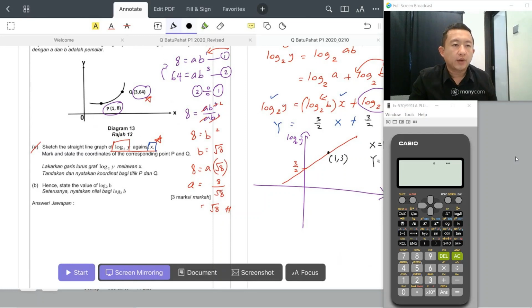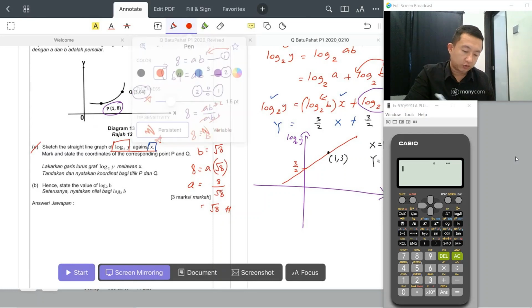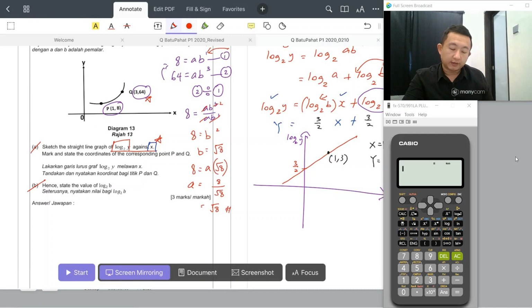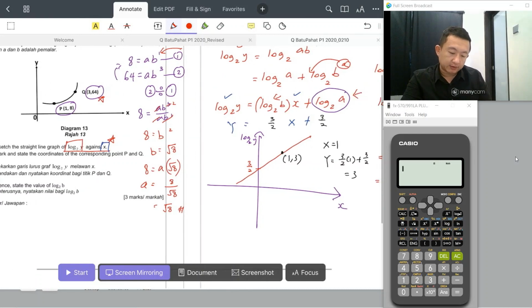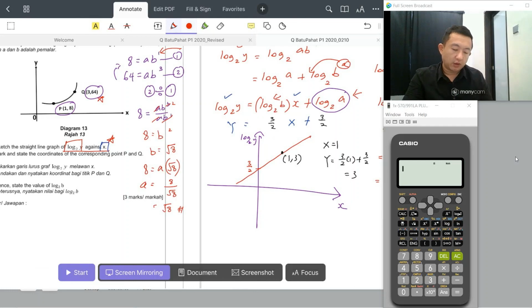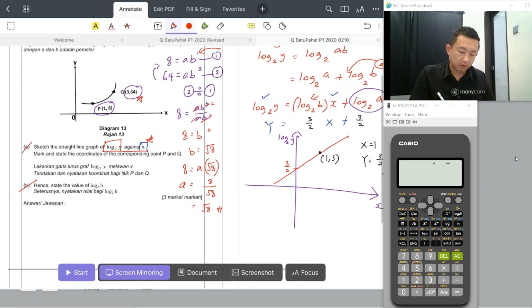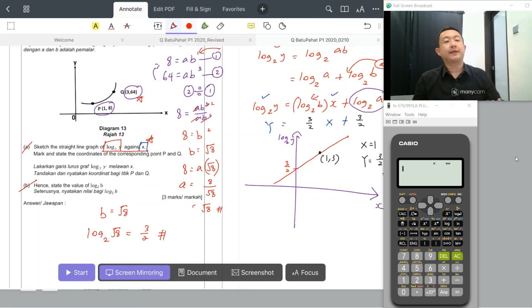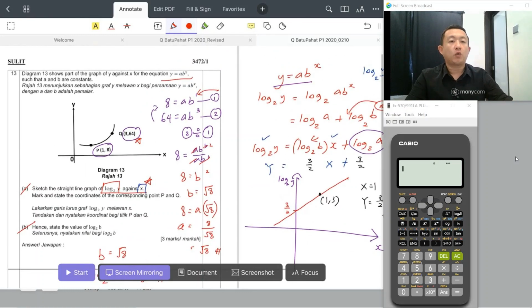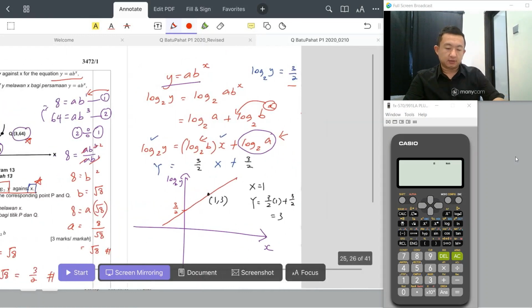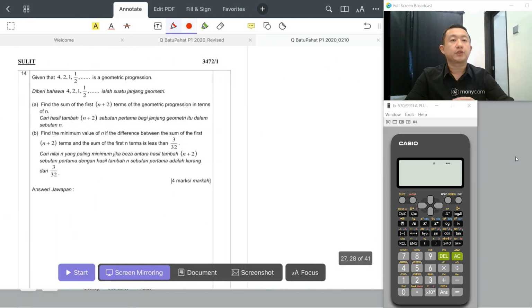Okay, now hence state the value for log 2b. Okay, log 2b, do we know already? Yes, we know already. Just now what we get? Okay, a equals to square root 8, so b also square root 8, and log 2 square root 8 equals to 3 over 2. You can write the workings here, and that's it for question 13. We go on with question 14.